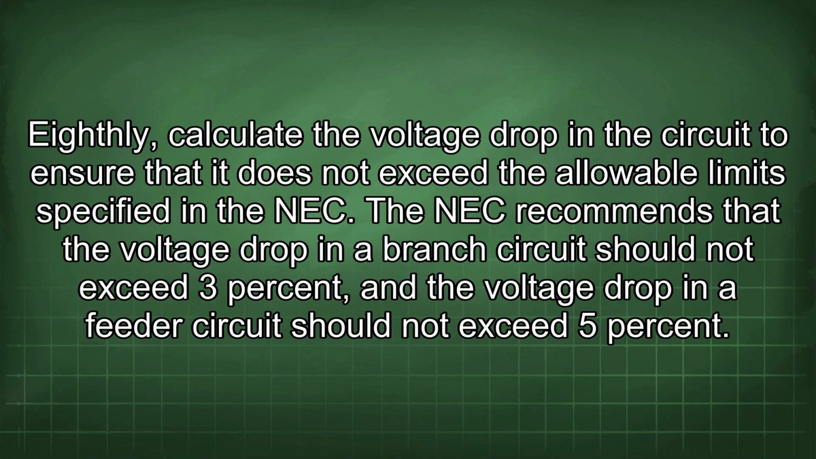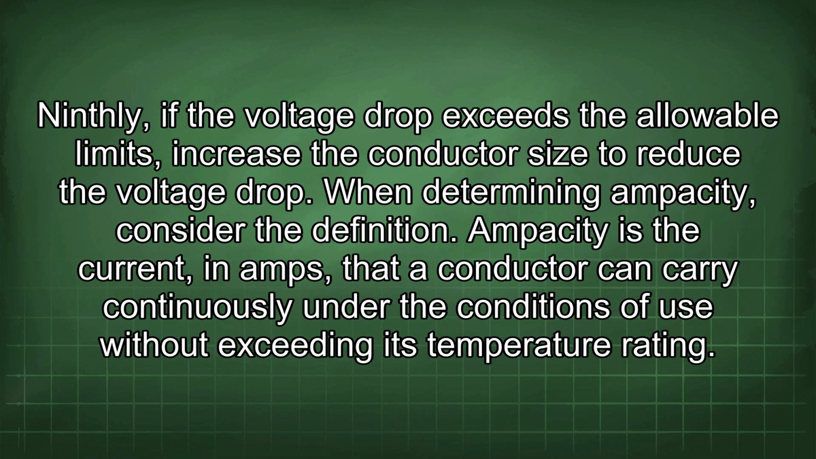Eighthly, calculate the voltage drop in the circuit to ensure that it does not exceed the allowable limits specified in the NEC. The NEC recommends that the voltage drop in a branch circuit should not exceed 3%, and the voltage drop in a feeder circuit should not exceed 5%. Ninthly, if the voltage drop exceeds the allowable limits, increase the conductor size to reduce the voltage drop.